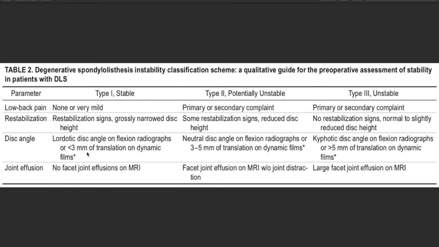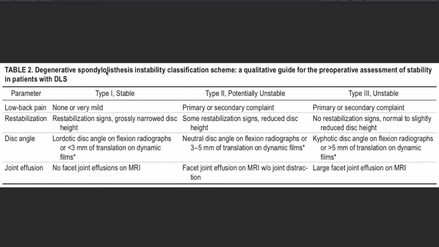and it should be less than 3 millimeters. As for the unstable spine, during a flexion radiograph, the disc angle may appear kyphotic, with increased disc height posteriorly as opposed to the anterior disc height. And there could also be translation of even more than 5 millimeters on dynamic film. Another parameter that could be used to evaluate instability is the joint effusion. As you can see here, in the unstable type we could see a large facet joint effusion on MRI, while in the stable type, the MRI may reveal no facet joint effusions.